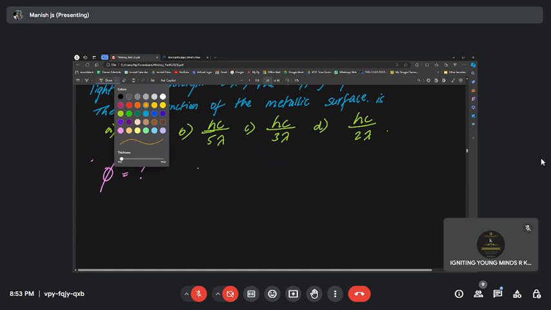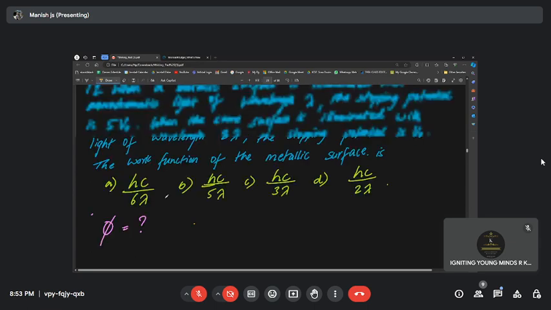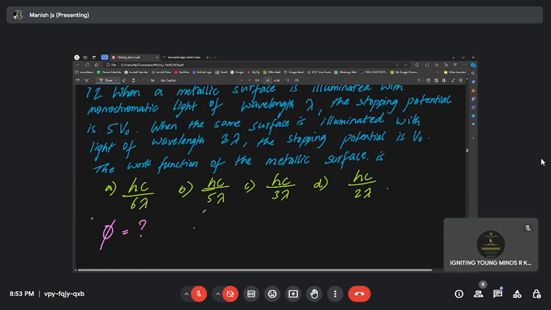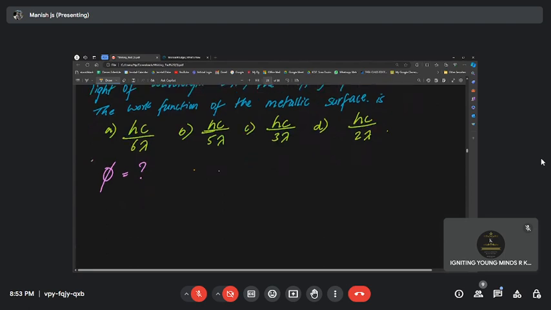So when you go and substitute, what's the formula for work function? Let's write that first. What about Hc in this case? Hc by lambda. I hope you guys know that also. Hc by lambda is nothing but h nu, right? So h nu is basically energy. Now the general formula I'm giving you. So we can write the general formula for work function as phi is equal to h nu minus eV. This is the general formula for work function.